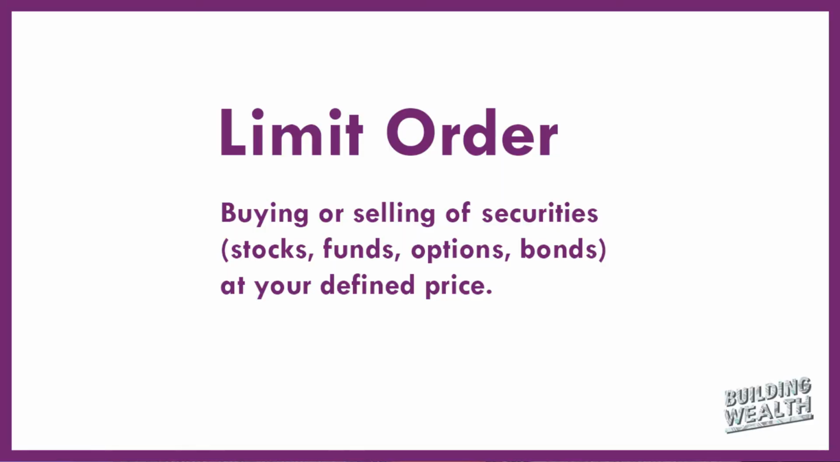The next type of order that you may encounter is called a limit order. A limit order is an order type that only gets executed if the user-defined price is met. This can be used to both buy and sell securities. Towards the end of the video, I'll give you some examples, so stick around till the end, and that should help clarify how limit orders are used.